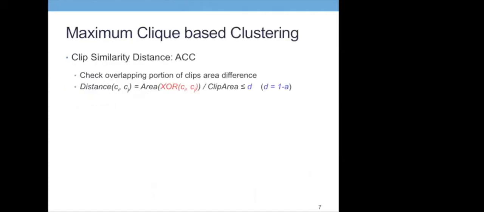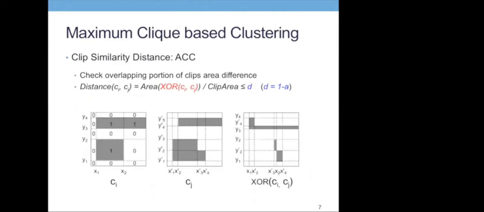In the process of maximum clique-based clustering, for each pair of clips, we first compute their similarity distance under the ACC criterion or the ECC criterion. Take clips CI and CJ as the example shown in the figure. For the ACC criterion, an XOR operation is called to obtain the different parts. The distance of clips CI and CJ is the overlapping portion of their area difference.